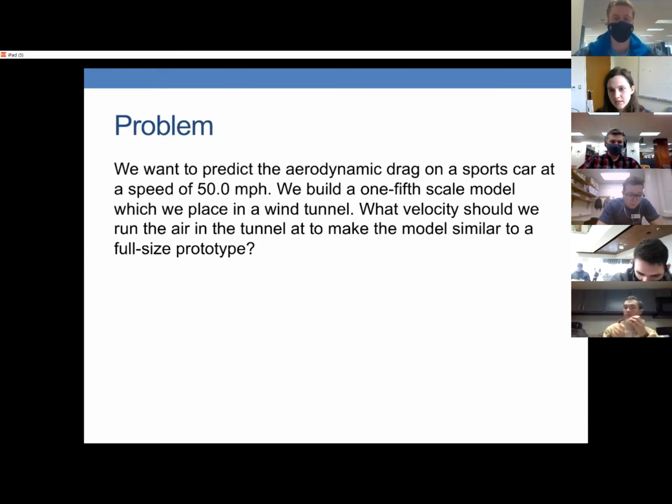Give you a second to think about that. So how are we gonna pick the right velocity? How do you think?